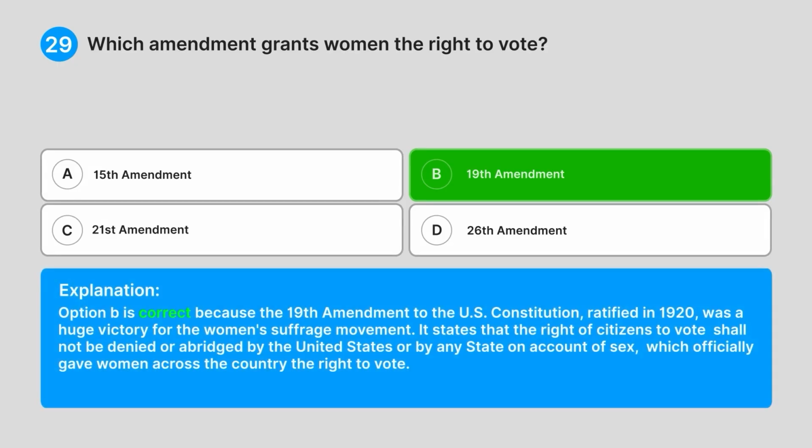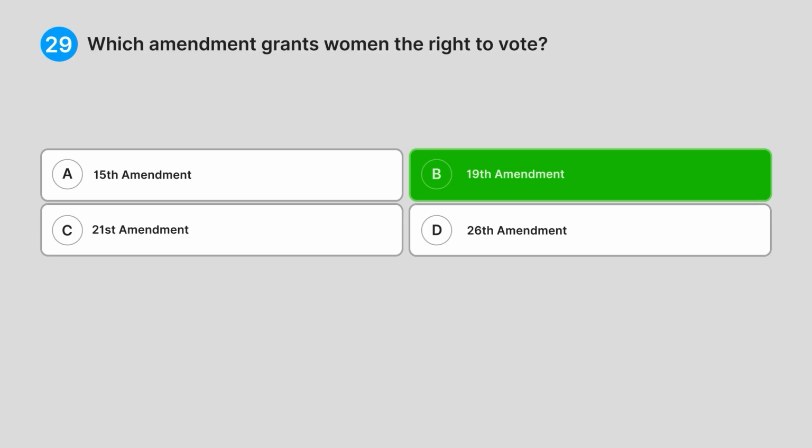Explanation: Option B is correct because the 19th Amendment to the US Constitution, ratified in 1920, was a huge victory for the women's suffrage movement. It states that the right of citizens to vote shall not be denied or abridged by the United States or by any state on account of sex, which officially gave women across the country the right to vote.